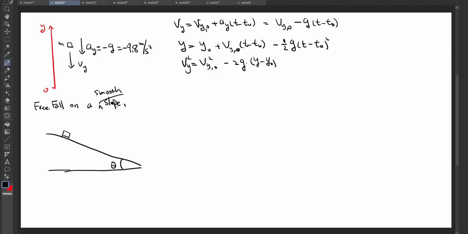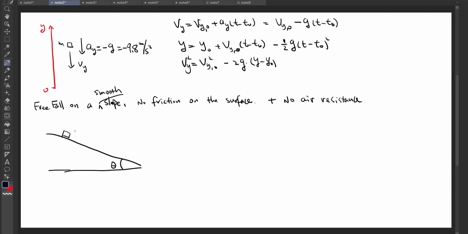So a smooth slope means that there's no friction force on the surface. Okay, so we'll talk about that in a future chapter. What's the meaning of that? It basically means that there's no friction on the surface. Plus the condition that we used in the vertical direction, there's no air resistance. Then we have a situation here.